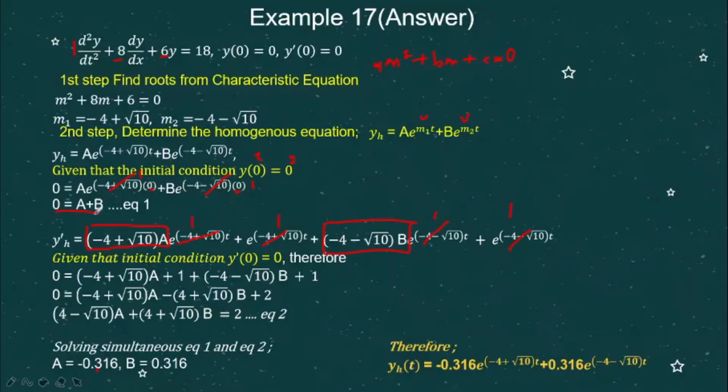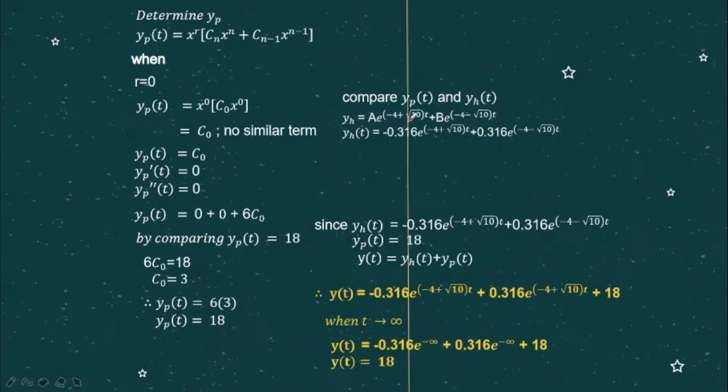So we can see that we have two simultaneous equations. We can solve them and we get a equal to negative 0.316, while b equal to 0.316. And then we substitute a and b into this homogeneous equation. Therefore, we get this equation: yh(t) equal to negative 0.316 exponential of negative 4 plus root 10 t plus 0.316 exponential of negative 4 minus root 10 t. Okay. After that, we have to determine yp, where f(t), we know that f(t) equal to 18.